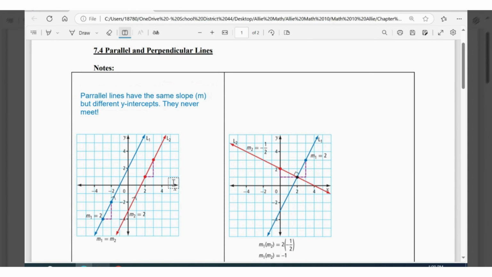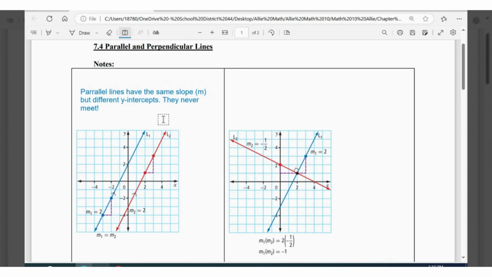And so here we have two parallel lines. Line 1 has a slope of 2, rise 2, run 1. And line 2 also has a slope of 2, rise 2, run 1. This seems to have an intercept of -3, and this seems to have an intercept of +2. And for our perpendicular lines, a little more notes.